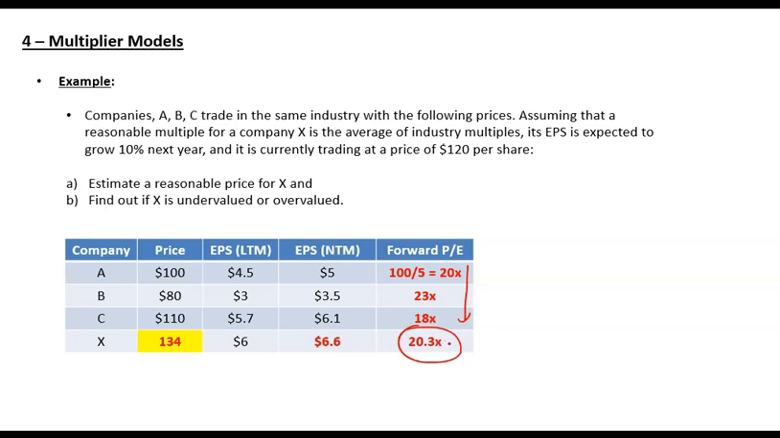Now you need to multiply this multiple with an EPS. Which EPS? Next 12 month EPS. Why? Because this PE is a forward PE. So you will multiply it with the forward EPS. So you have to calculate forward EPS. How do you calculate it? They have told you that EPS is expected to grow at 10% next year. Which means if it is $6 currently, it will be 6.6 next year. So you have PE, you have EPS, you multiply these two and you get a value which is 134. You compare it with the current price and you decide whether it is undervalued or overvalued.